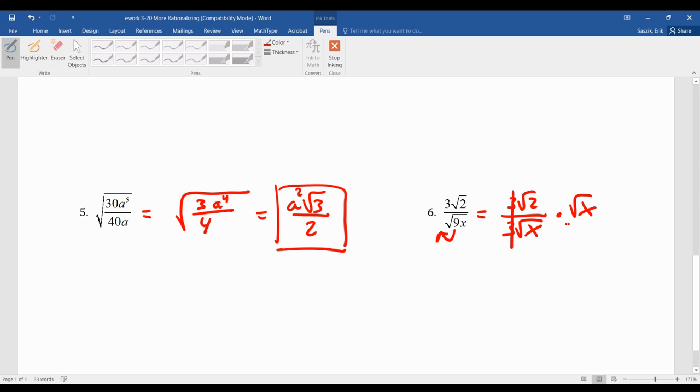I have to multiply by root x over root x. So my top becomes root 2x. Remember, root x times root x is plain x. And we can't cancel that because the top x is in a square root. The bottom one is not. So we can't adjust those at all. So we're all set there.